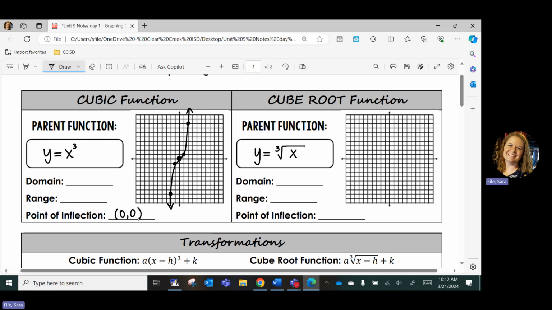Okay, so that point of inflection, it's like that center point where it kind of changes shape, but it's not technically a vertex. So far, so good? What's my domain here?